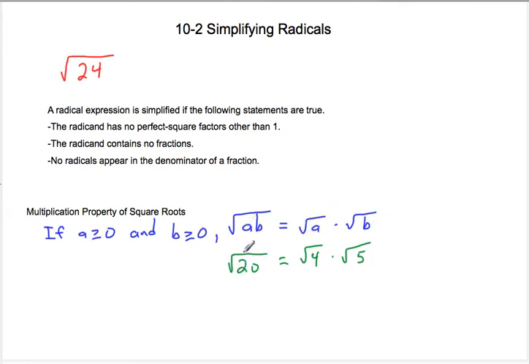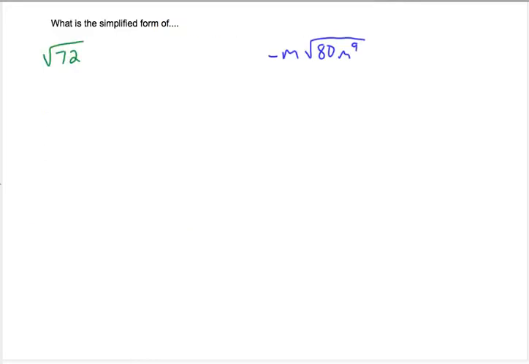So here's an example. If I wanted to find the square root of 20, that would be the same as finding the square root of 4 times the square root of 5, because 4 times 5 is 20. Alright, so we're going to use that to find the simplified form of the square root of 72. So the first thing I'm going to do is break it up into pieces.